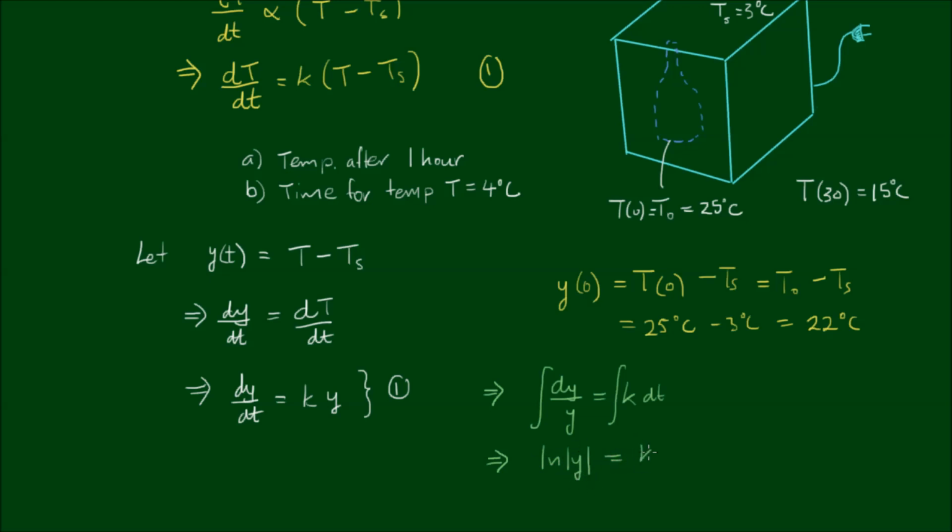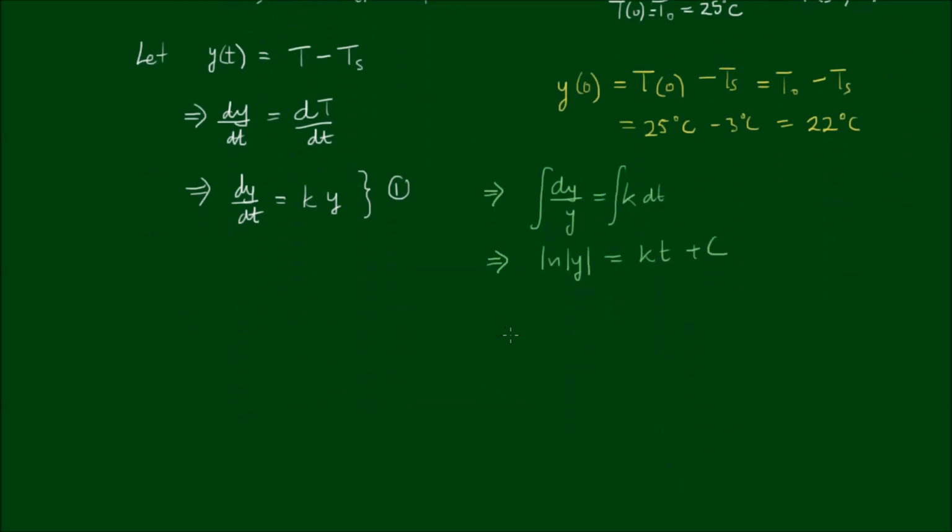The right hand side is kt plus c. And from our previous videos on first order differential equations, which I'll link in the top right hand corner here, we know that the solution y is equal to y0 times e to the kt, where y0 is equal to y at time equals 0, y of 0. So that implies then that y of t is equal to 22 e to the kt.